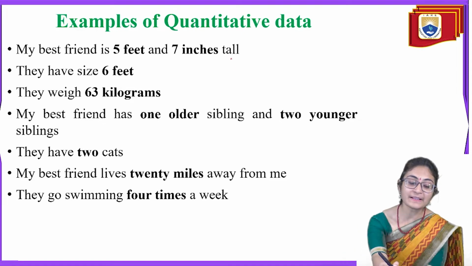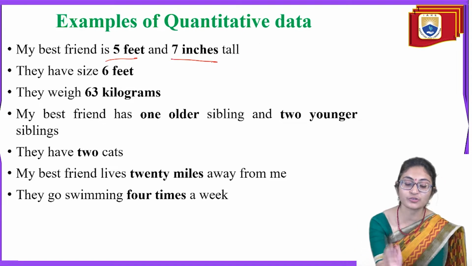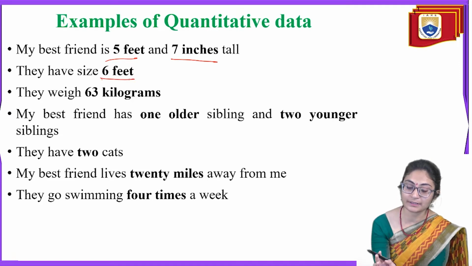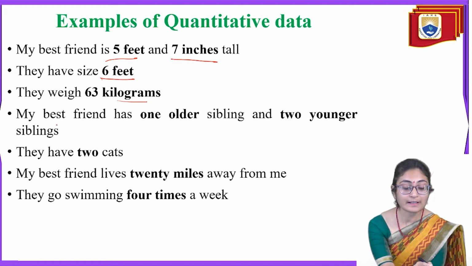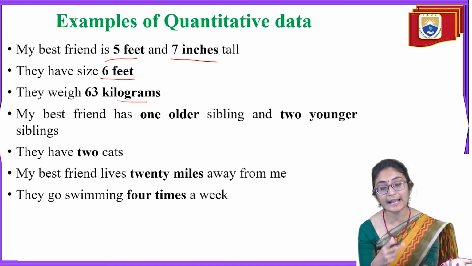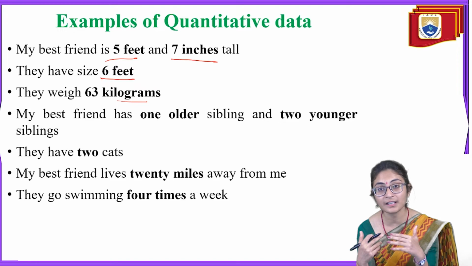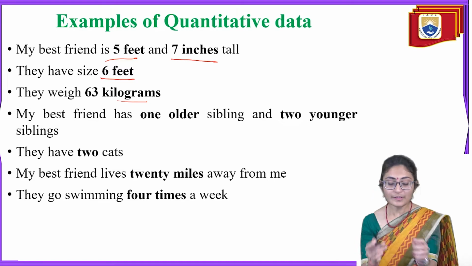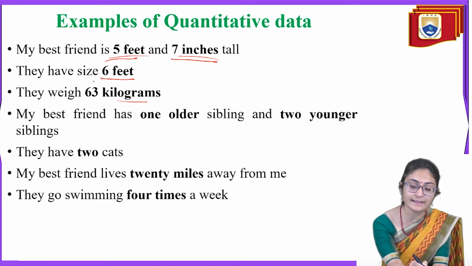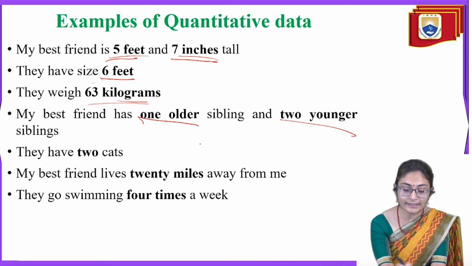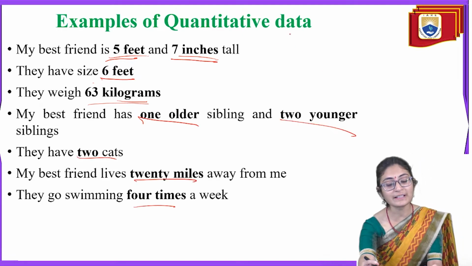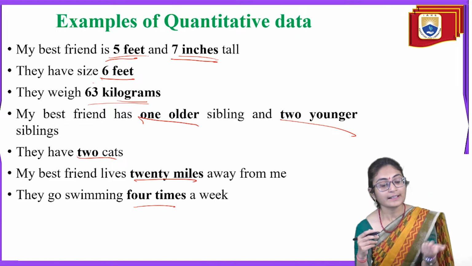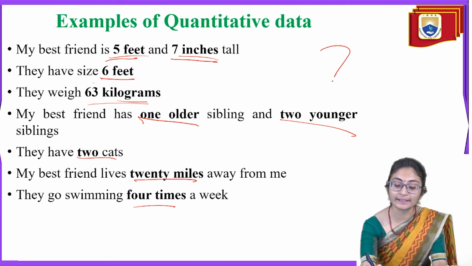First is, my best friend is 5 feet and 7 inches tall. They have shoe size 6. Then they weigh 63 kilograms. My best friend has one older sibling and two younger siblings. They have two cats. Then my best friend lives 20 miles away from me, and they go swimming 4 times a week. That means you can observe here that everything is a number, and it is showing some quantities. Every example is showing some quantity. That's why we are saying this is quantitative data.